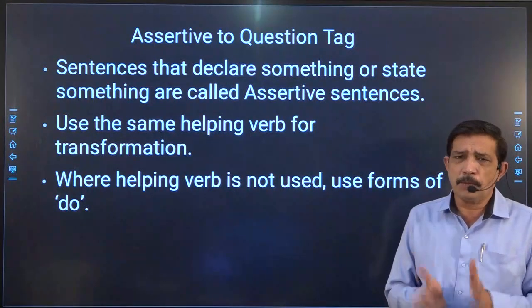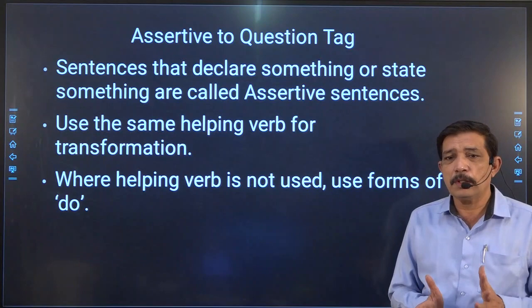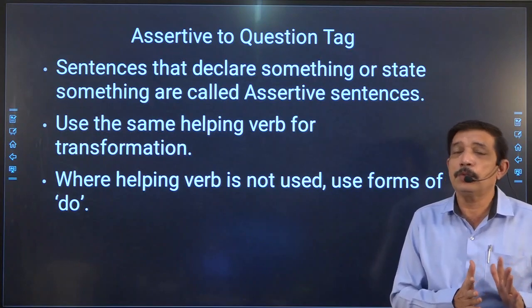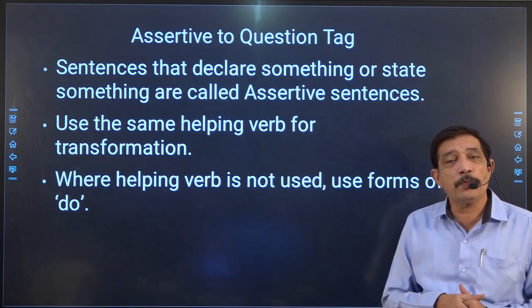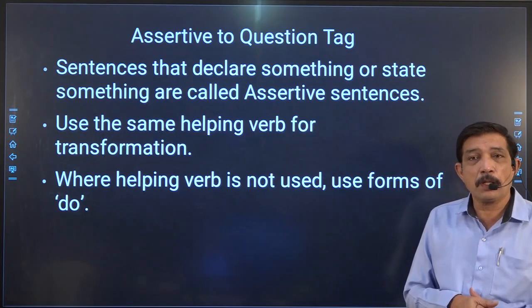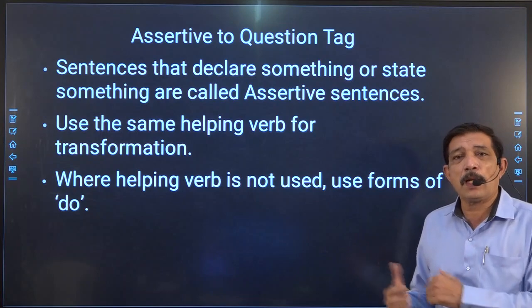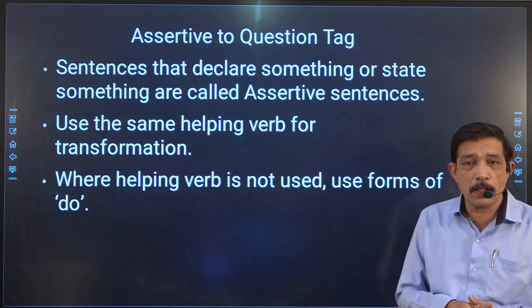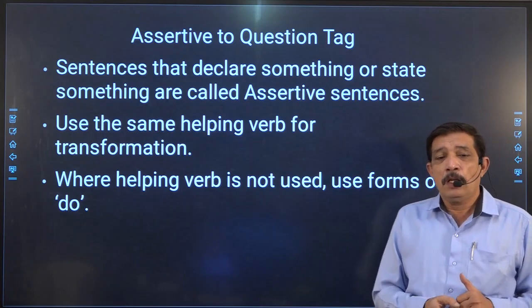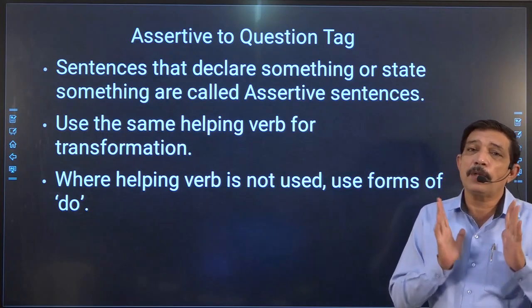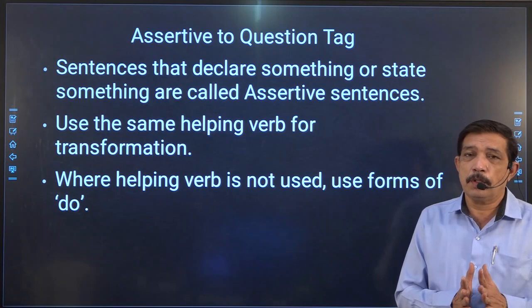The same rules apply to assertive to question tag, just as the rules for assertive to interrogative. When we make a question, we can automatically add a question tag, right? So the rules remain the same. There are only two rules. Which are they? Use the same helping verb if the helping verb is provided.